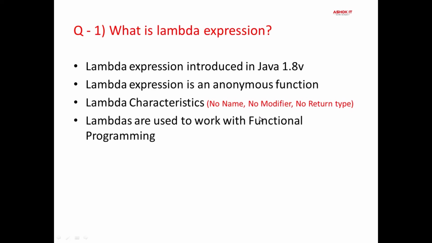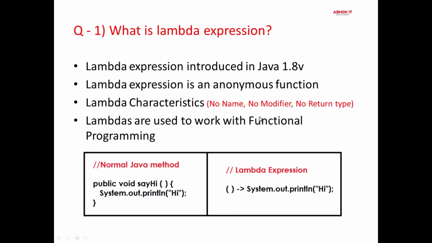So what are the characteristics of lambda expression? Lambda expression has no name, no modifier, no return type. It is used to work with functional programming. If you observe in this diagram, when you are writing a method, we have to declare that method and its implementation. With lambda expression, the parenthesis indicates the argument list, and the arrow indicates the relation between the parameters and its body. As I told, it's an anonymous function, so there is no need to define the data type of input parameters and it does not need to have a return type.